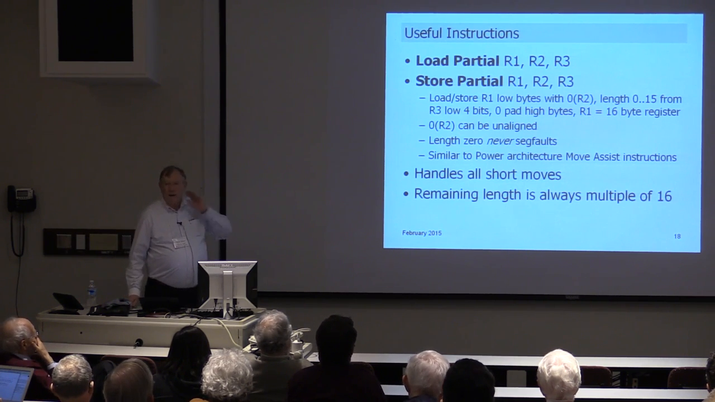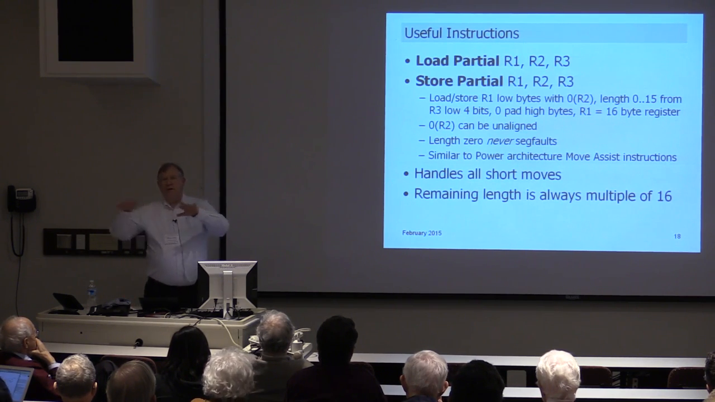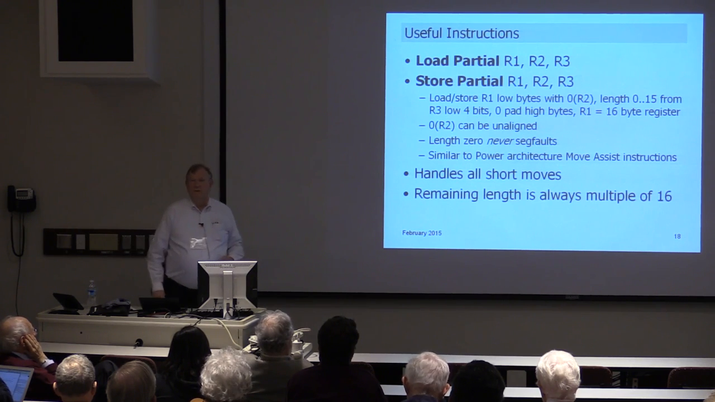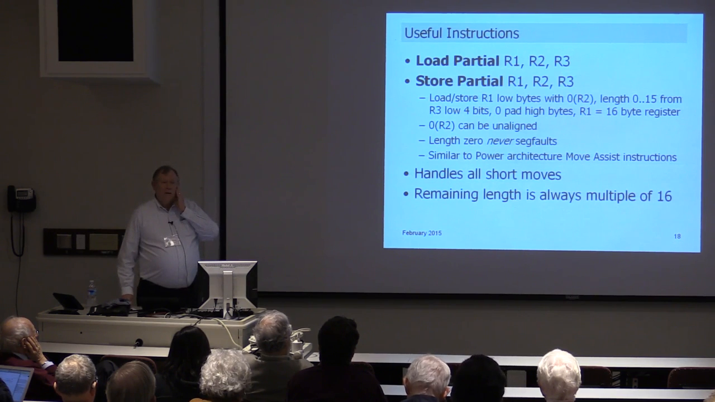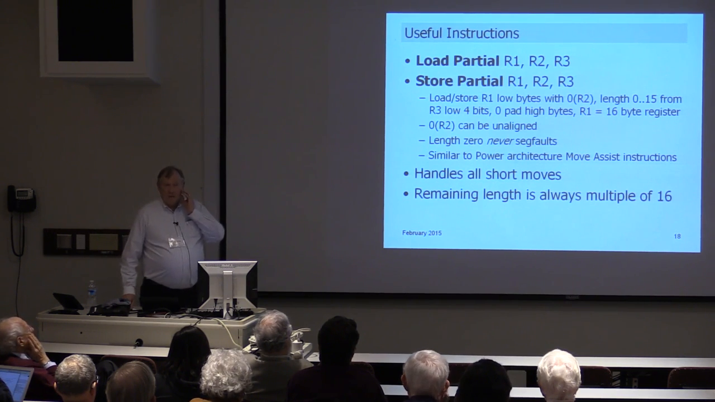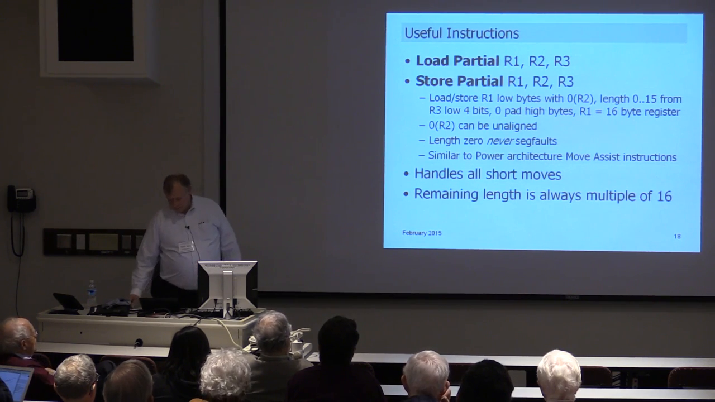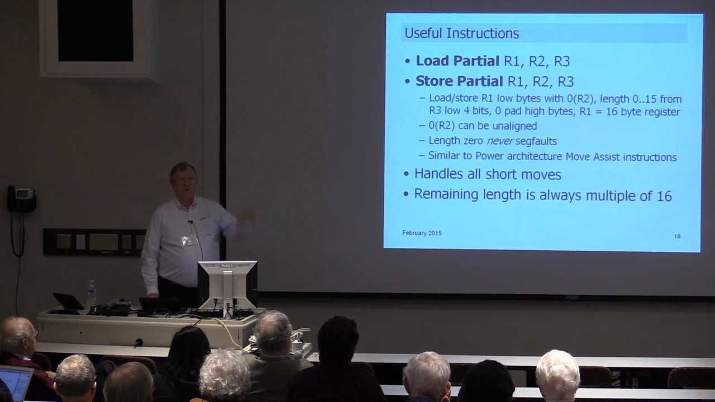You can get the load instruction in the IBM Power series, except that it loads 4-byte registers, up to 8 of them, so it's actually 4 bytes per cycle and takes a bunch of cycles, and it's a very messy instruction. And you can actually get the store partial in the Itanium, but you can't buy anything that does both of these in one cycle each. If you had that, all these short moves just become load, store, and you're done. There's no branching.